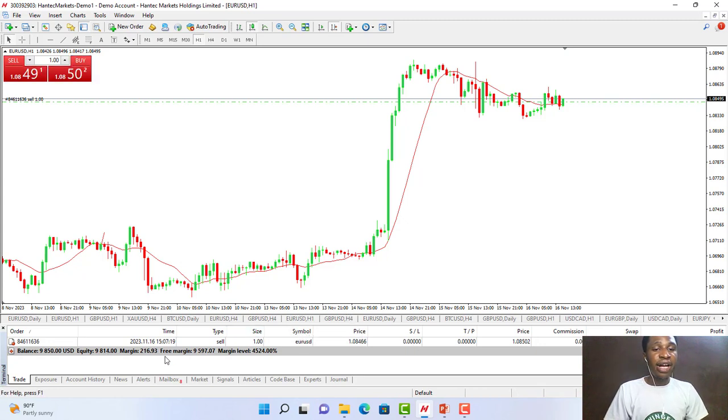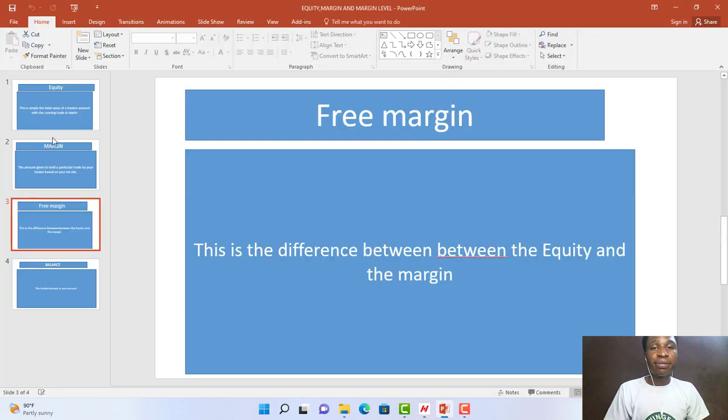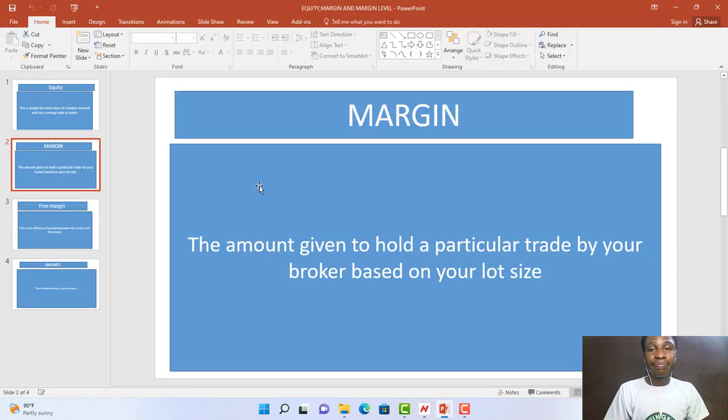Then we also went ahead to talk about the margin. I defined it here. And what did we say the margin is? The margin is the amount given to hold a particular trade by your broker based on your lot size. I gave an instance. If you are going for a project or for a contract, they ask you how much is the amount to hold this contract. That is where your margin comes in. That amount given to you to hold that particular contract, that is what is called margin.